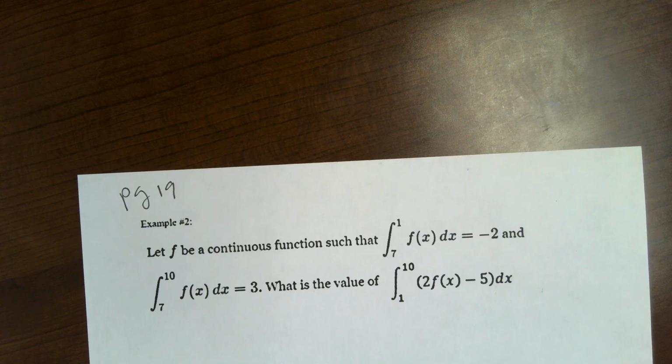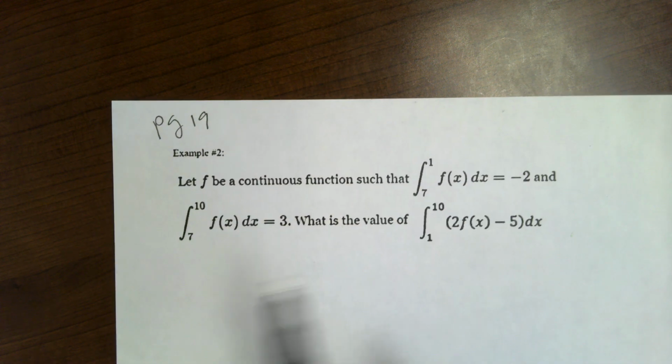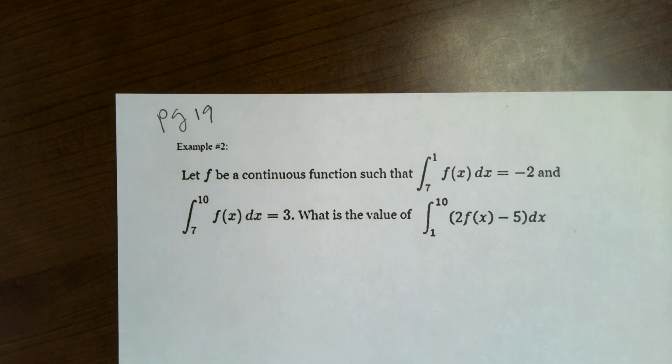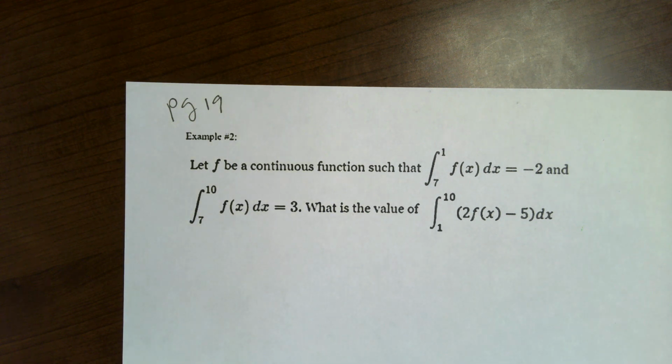So let f be a continuous function again such that the integral from 7 to 1 of f of x is -2 and the integral from 7 to 10 of f of x is 3. What is the value of the integral from 1 to 10 of all of this here? Okay, so let's just look at what we're dealing with.